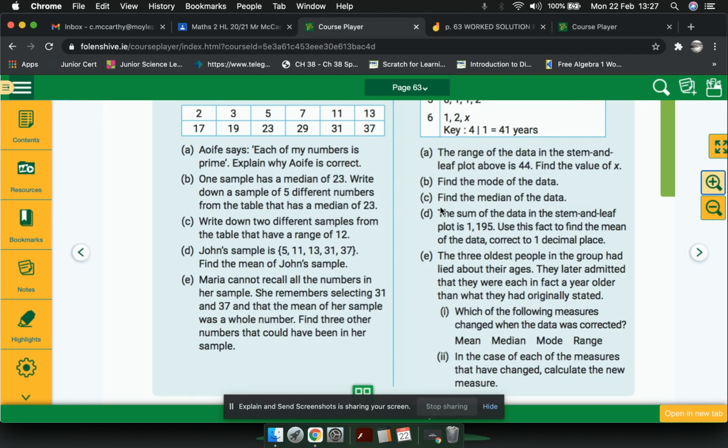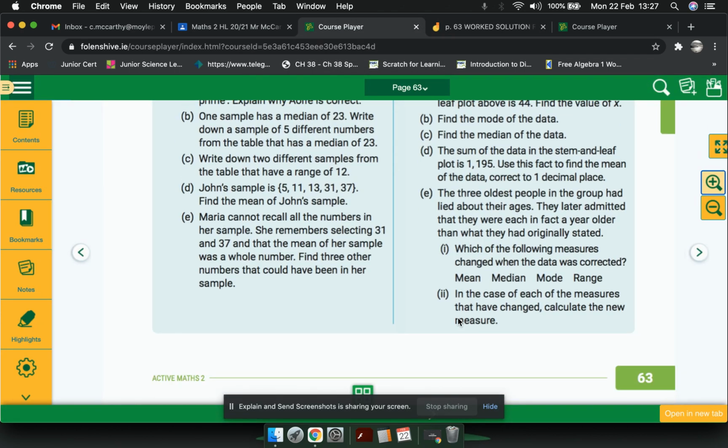So what does part E state? The three oldest people have been a little bit dishonest. They have admitted that they were, in fact, a year older. Which of the following measures changed when the data was corrected? Now, the three oldest people are the only ones that are affected. Okay, so does that affect the mode?